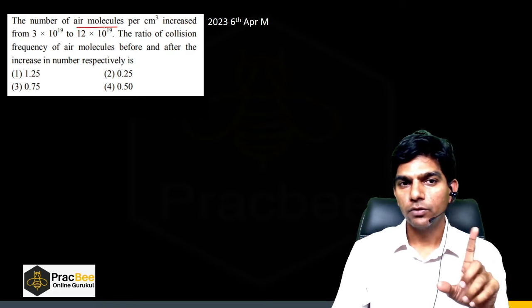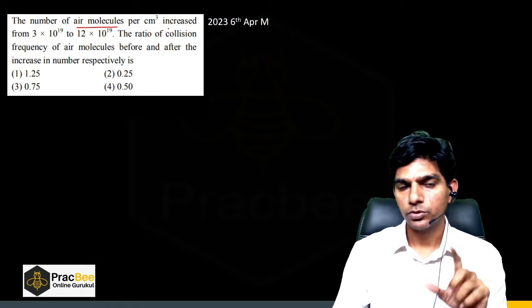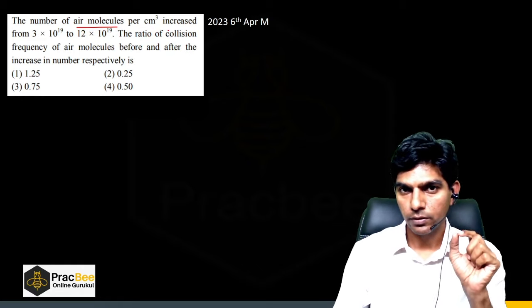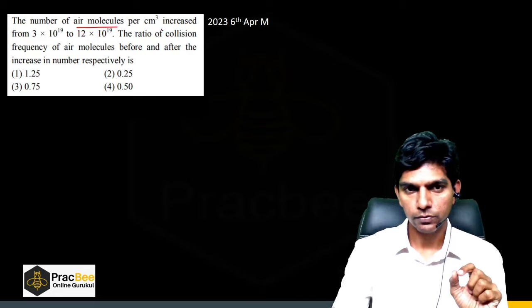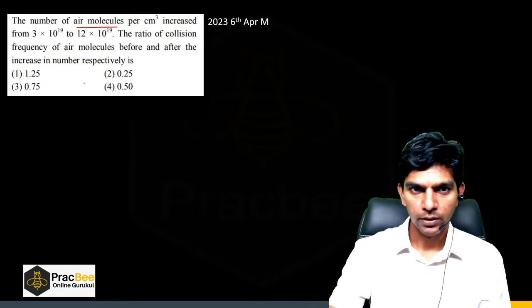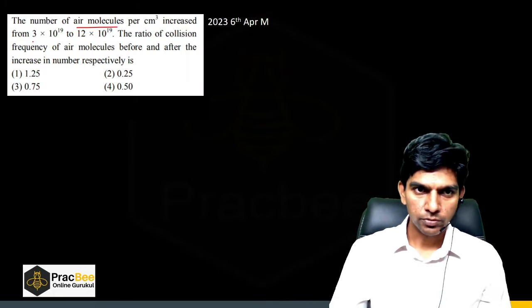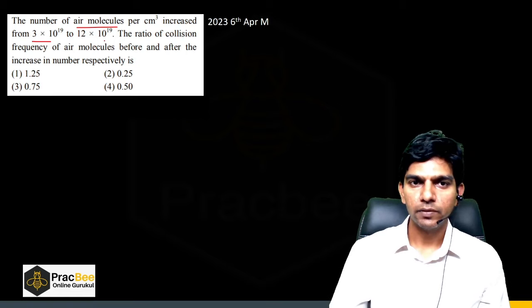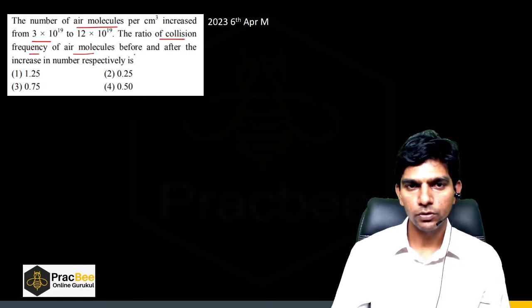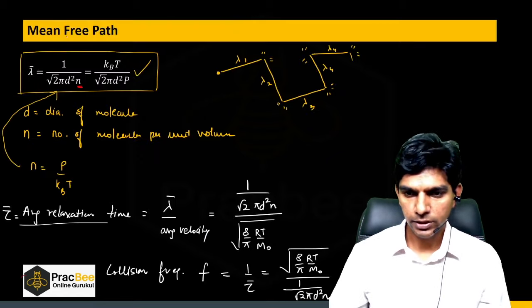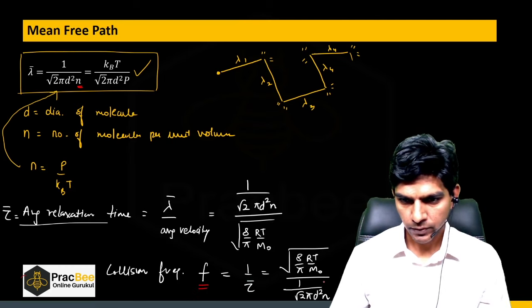Okay, so number of molecules per centimeter cube. That is nothing but the number density, the n value in this formula, right? This n changes from 3 into 10 raised to 19 to 12 into 10 raised to 19. We need the ratio of collision frequency of air molecules before and after the increase in number. Can you see this frequency?